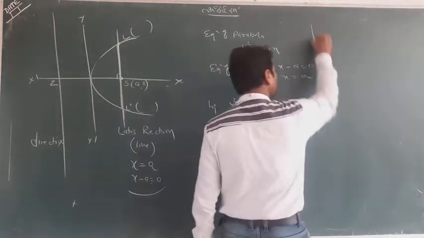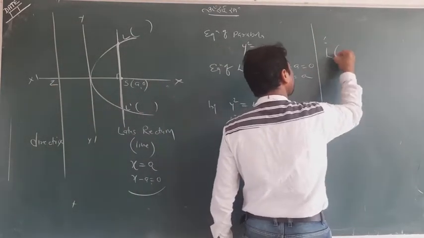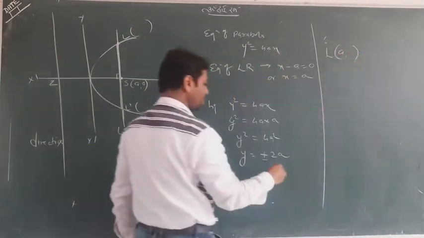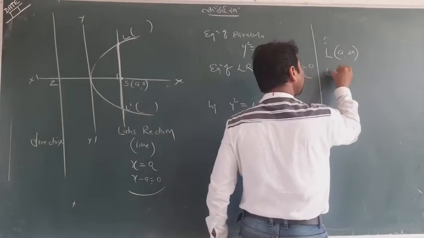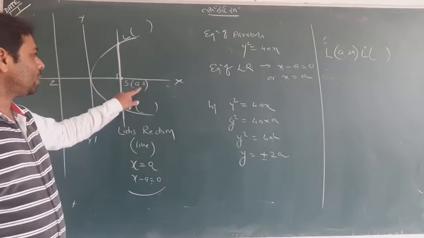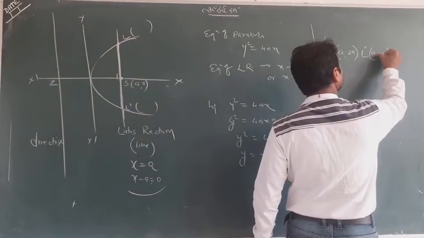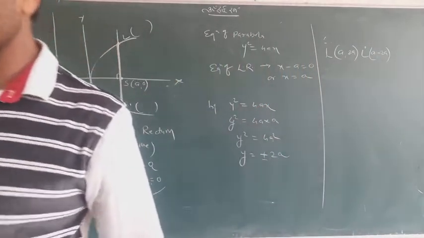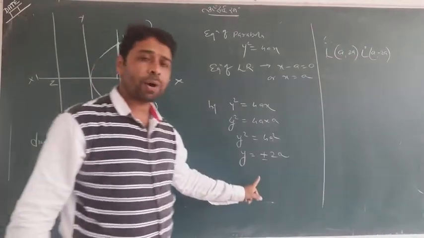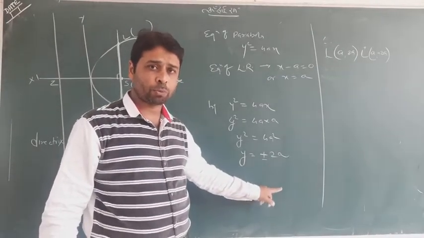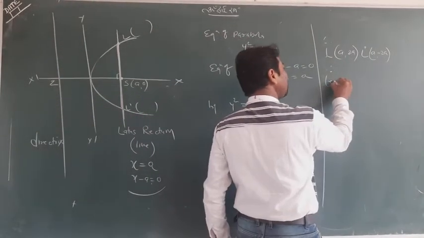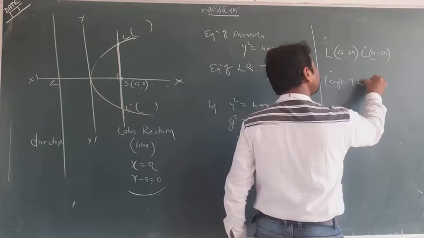It means plus or minus 2a, don't get confused. So L will have x coordinate a and y coordinate 2a, and L dash is none other than x coordinate a and y coordinate minus 2a. Try to understand: x coordinate is a and y coordinate is minus 2a because we are having two values of y, plus and minus. So plus for that and minus for that, and we got L and L dash.